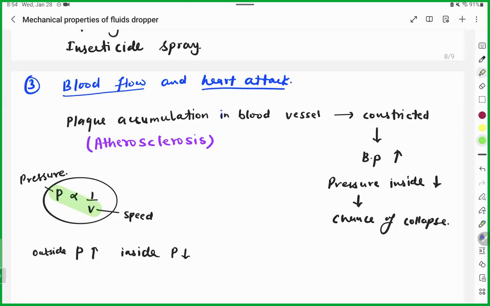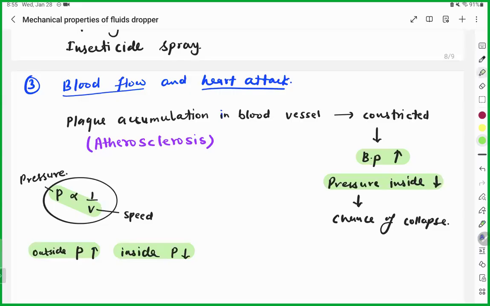Pressure is inversely proportional to the speed. And second, if outside pressure increases, inside pressure will decrease. For example, in this case, outside blood pressure increases, inside blood pressure will decrease, and it will lead to the collapse, heart attack. Any doubt, guys? Whenever there is high pressure, less velocity. Less pressure, high velocity. This is the most important application.